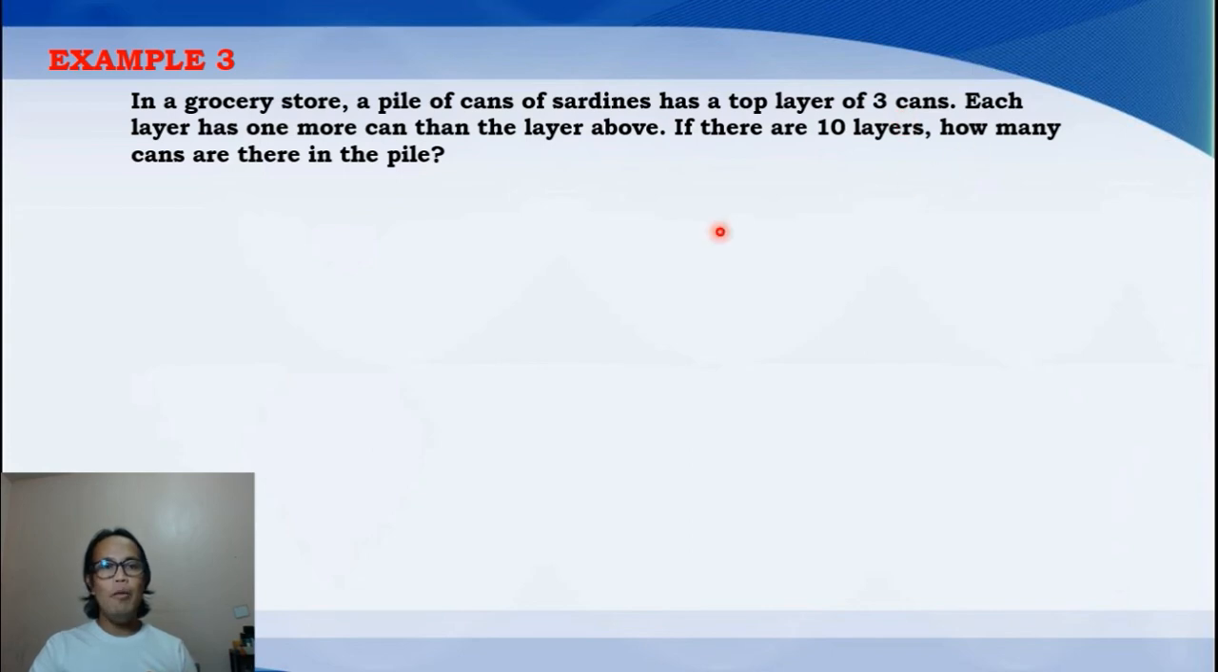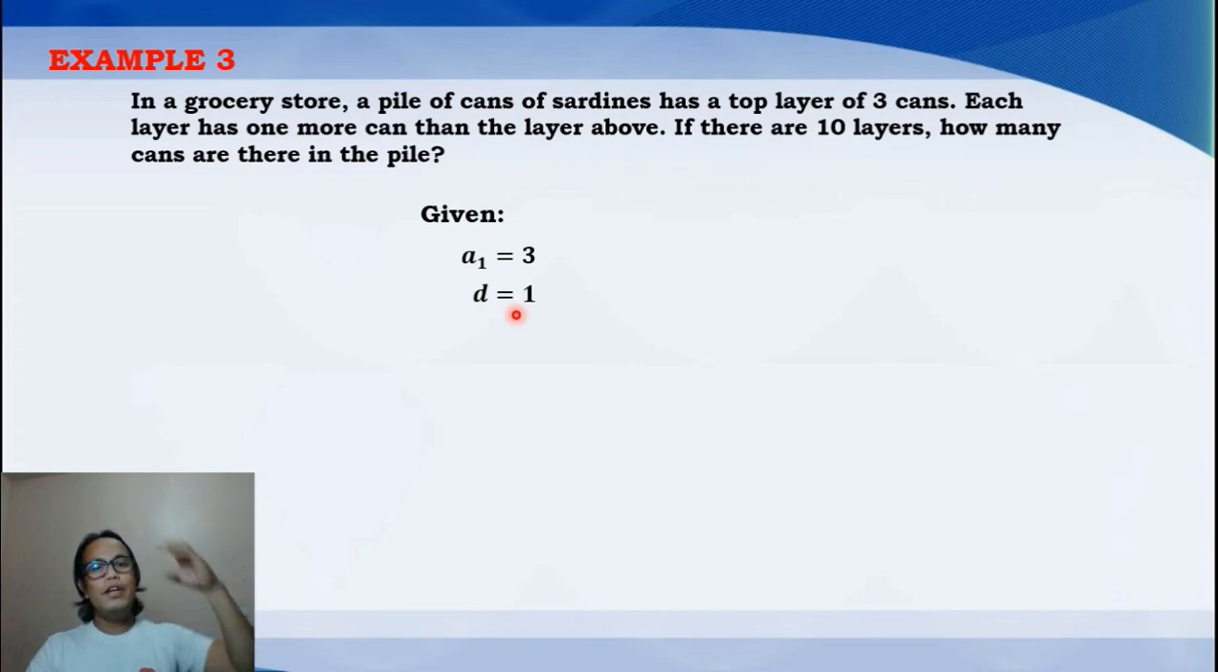So we are told to find how many cans are there in the pile. So the total number of cans from the first layer up to the 10th layer. So we are going to find our S sub 10 for this problem. So for the given, of course, our first term is 3. Our common difference is 1 because there is one more can than the layer above. There are 3 cans in the first layer, so there are 4 cans in the second layer. So the common difference is 1. And of course, the number of terms is 10. And our unknown is S sub 10.